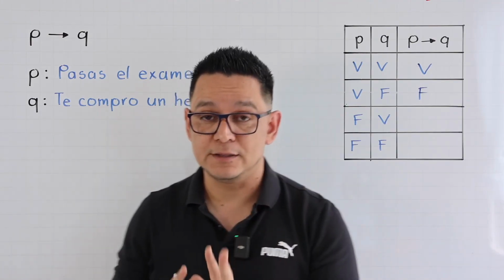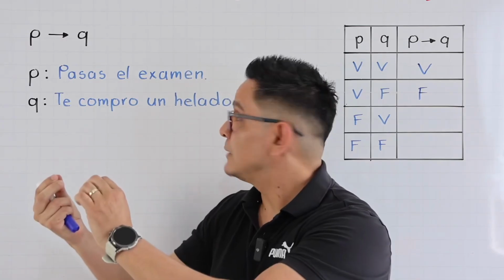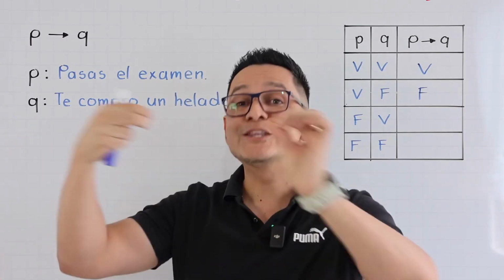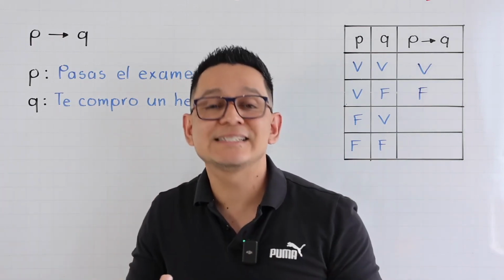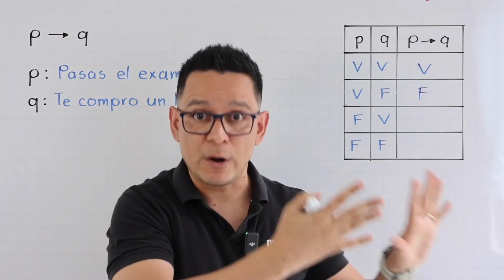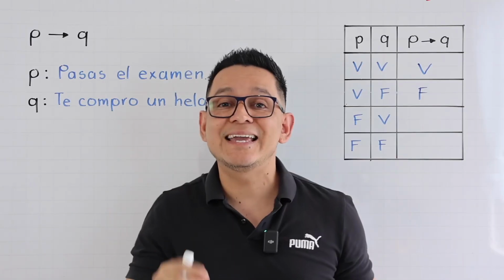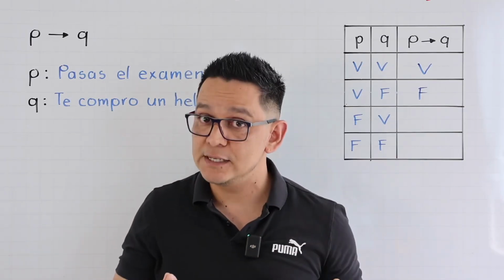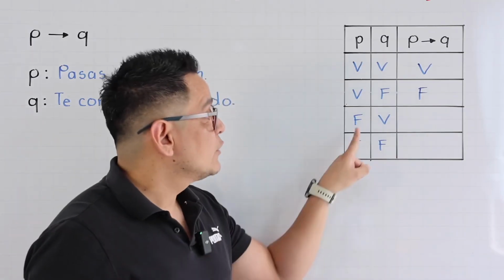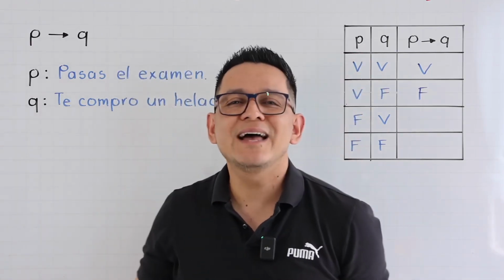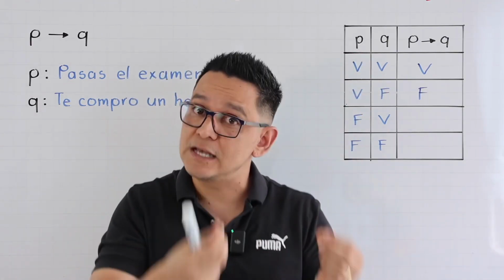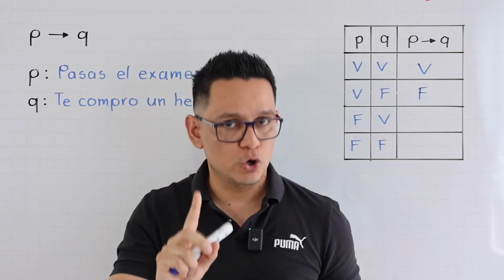Let's analyze it again. We said, if you pass the exam, then I'll buy you an ice cream. Remember, I said what would happen if you passed the exam. I was going to buy you an ice cream, but I never said anything else. What would happen if you didn't pass the exam? Because look, here it was false that you passed the exam. But I insist, I never said what would happen if you didn't pass the exam. Pay attention to that, okay?